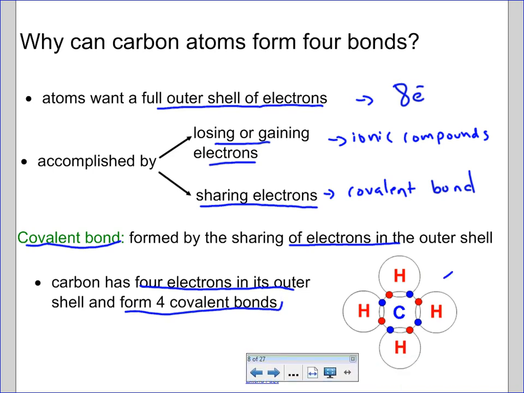So in the diagram, the blue dots represent the electrons that carbon has in its outer shell. So it has the 1, 2, 3, 4 electrons. And then each hydrogen atom here has 1 electron that it can share, which is represented by the red dot. So now, by creating a covalent bond with 4 different hydrogen atoms, carbon can get the full 8 electrons that it needs in its outer shell to be happy. And hydrogen can get 2 electrons in that first outer shell, and then hydrogen is happy as well. Everybody's happy.